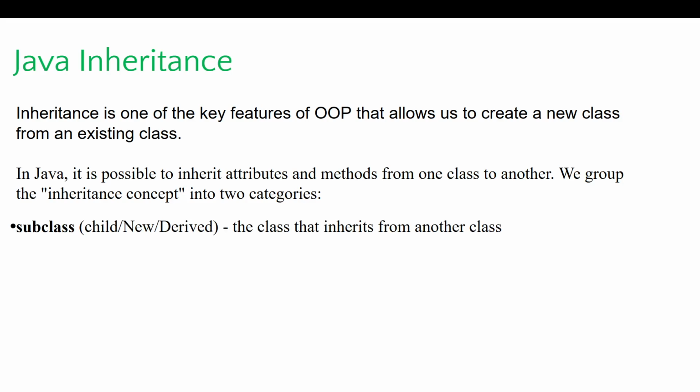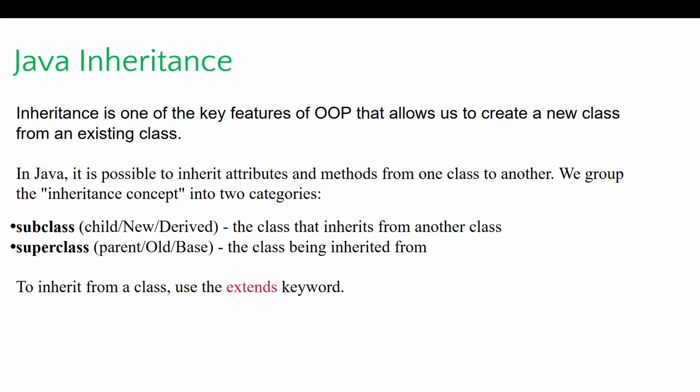One is subclass. It is also named as child class, new class, or derived class. The class that inherits from another class is called a subclass. Another one is superclass. It is also named as parent class, old class, or base class. The class being inherited from is called a superclass. To inherit from a class, we use the keyword extends.